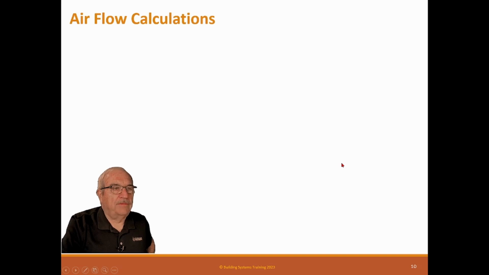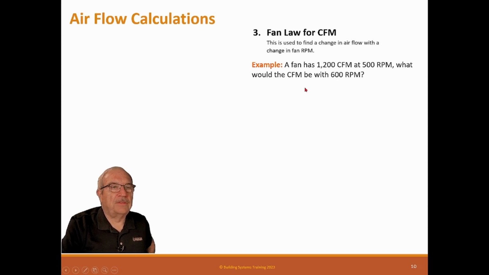Okay, the second fan law for CFM, and this one might look familiar from our previous examples. Here's the formula. It should have gone first, but it's CFM2 over CFM1 equals RPM2 over RPM1. So if that fan has 1200 CFM at 500 RPM, what will the CFM be at 600 RPM?